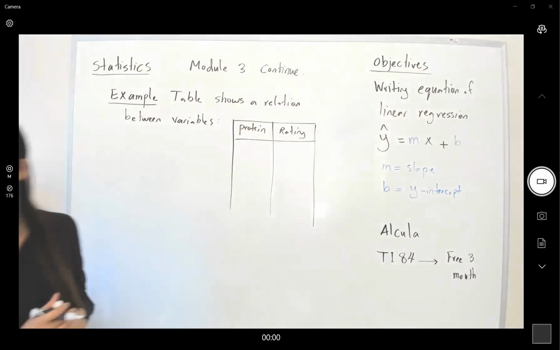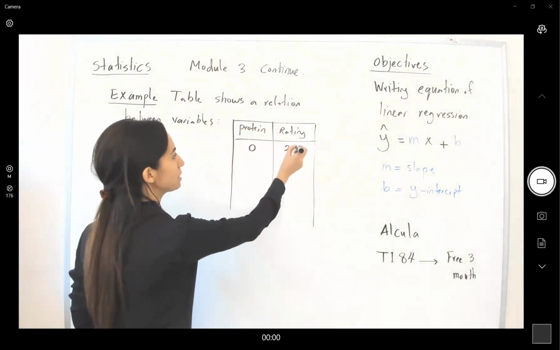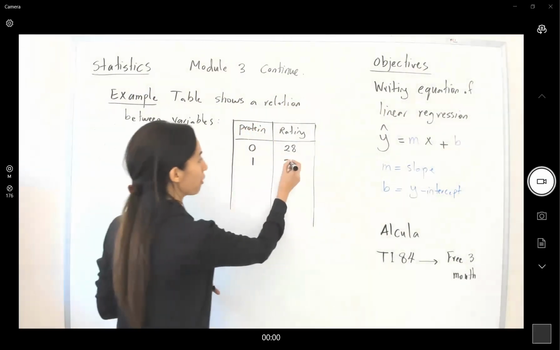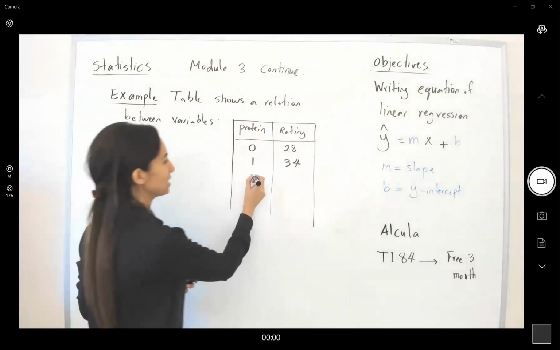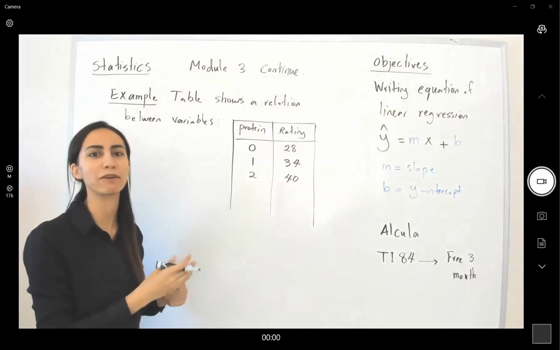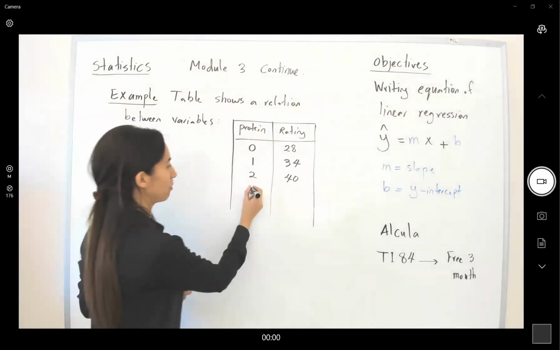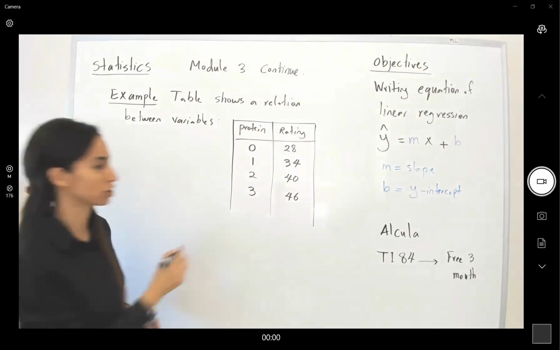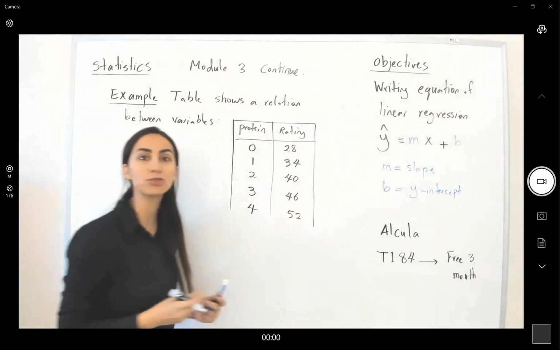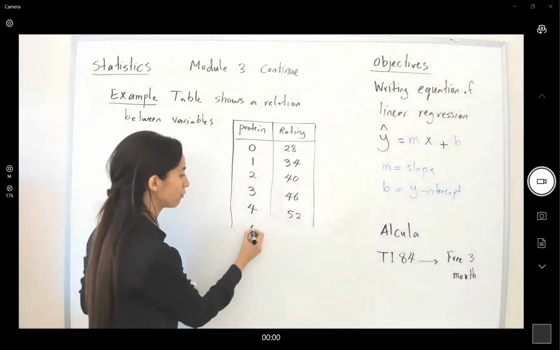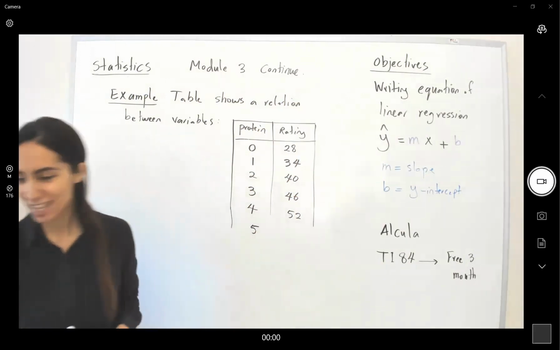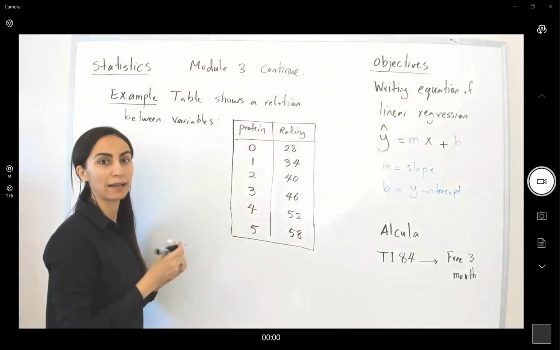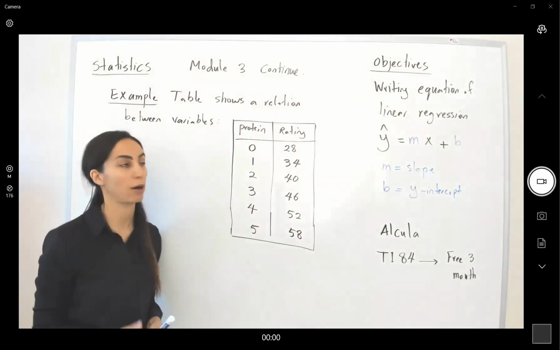On the first row, we have protein 0 and the rating 28. Then you have 1 gram of protein with rating 34. We have 2 grams of protein, and as you can see, the rating is increasing. With 3 grams of protein, your rating is 46. Then with 4 grams, we have 52 as the rating. And when X increases to 5, your Y value, which depends on X, is now 58.